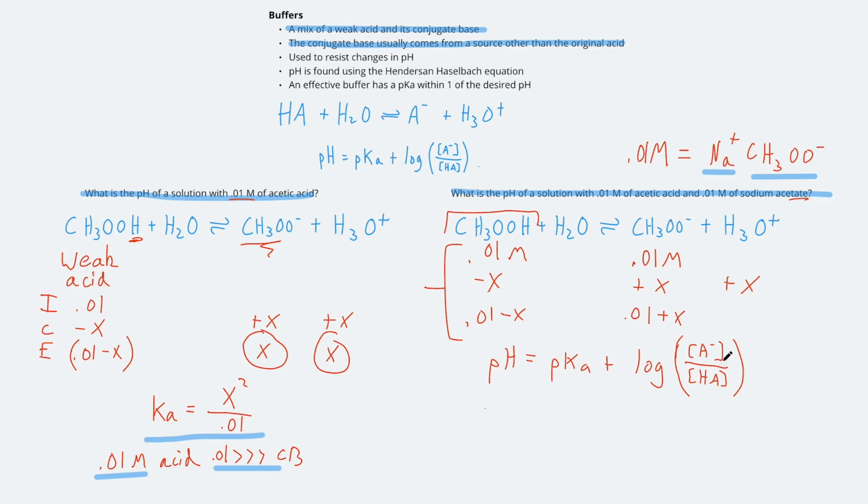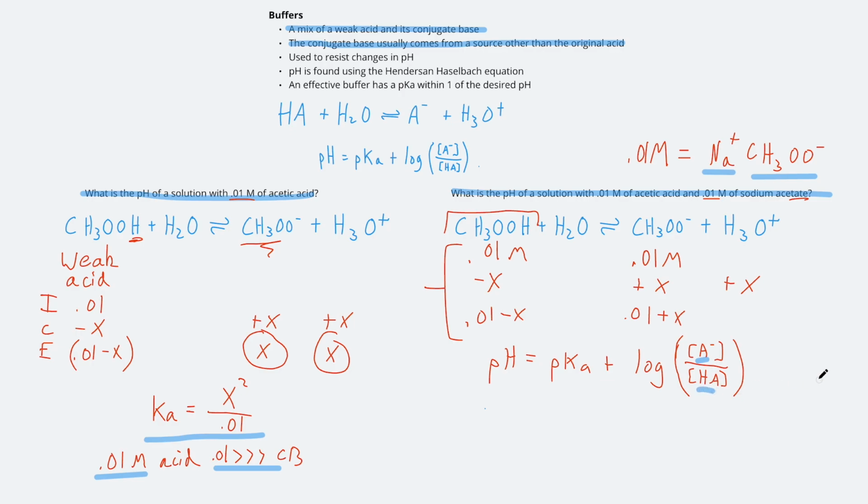And then for the concentration of your conjugate base, you're just going to plug in the concentration that you calculated of the base whenever you use the salt from which the base came from. And then the concentration of the acid is just the original concentration that was given to you in the problem.